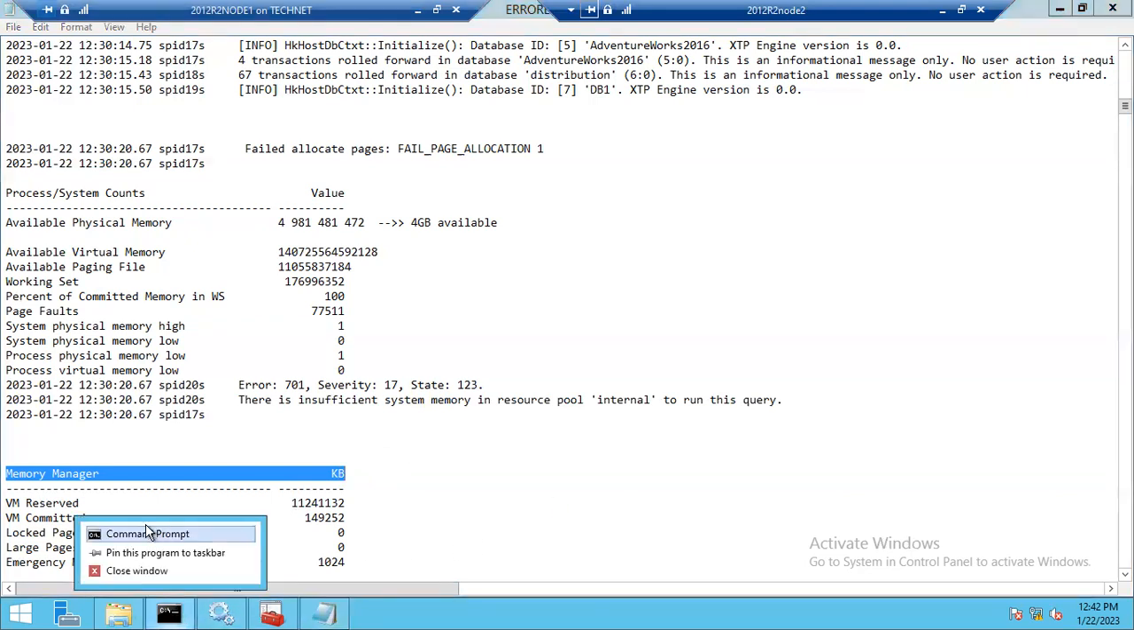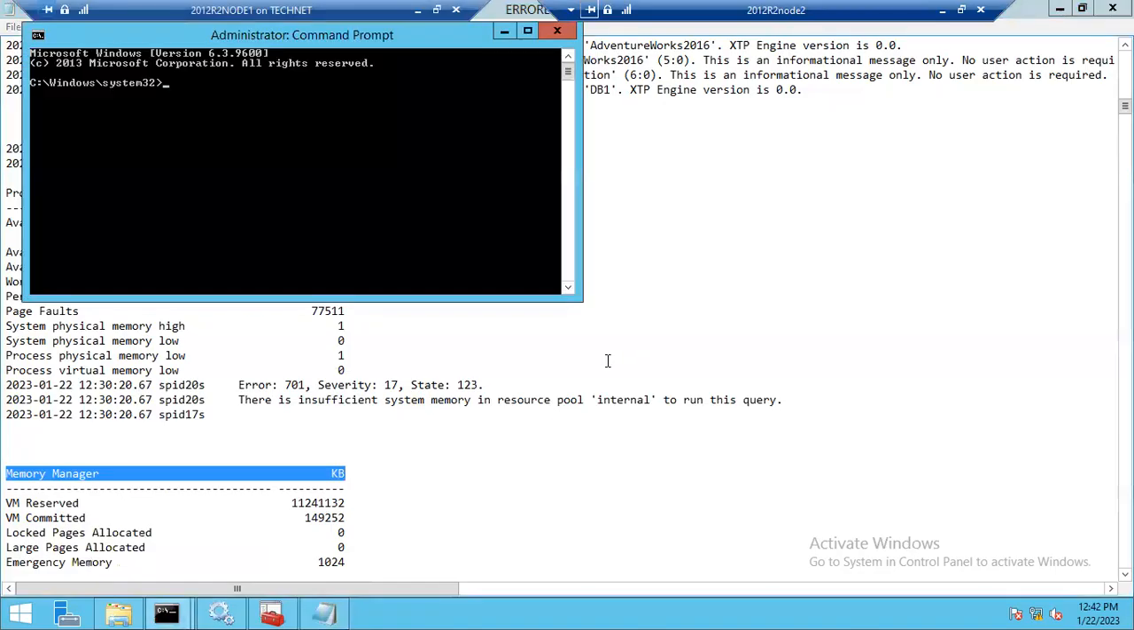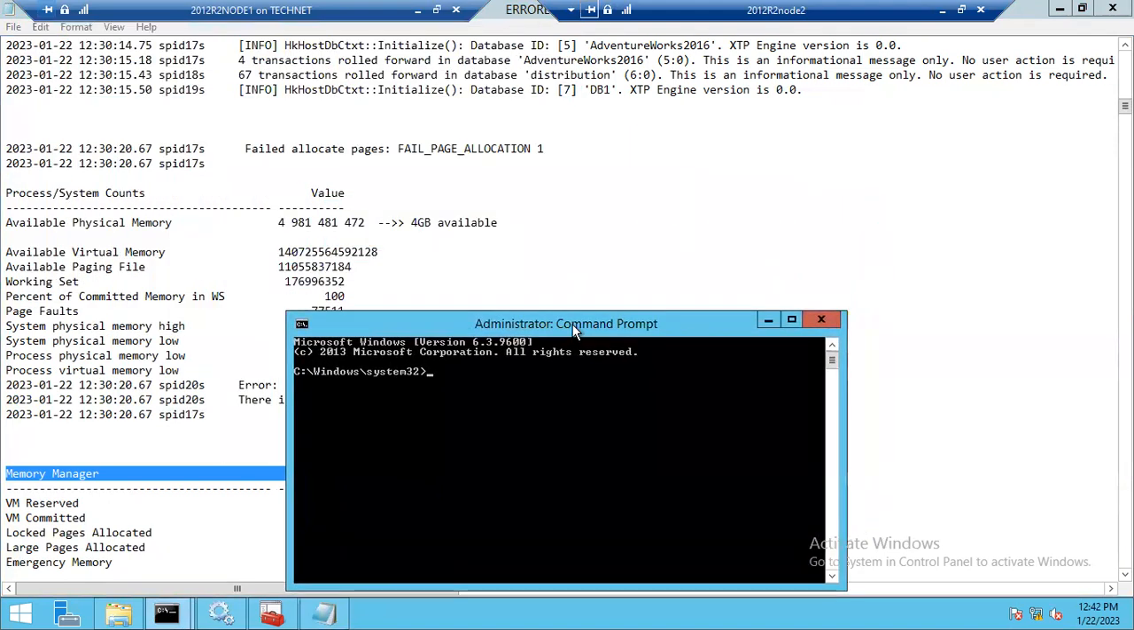Open a command prompt as an administrator. Now I will have to start the SQL services. How to start the SQL service from the command prompt? Net start MSSQLSERVER if it is a default instance, otherwise for a named instance, MSSQL$ followed by the instance name. Net start MSSQLSERVER /f. /f is for minimal configuration mode. Remember, /f is for minimal configuration mode.